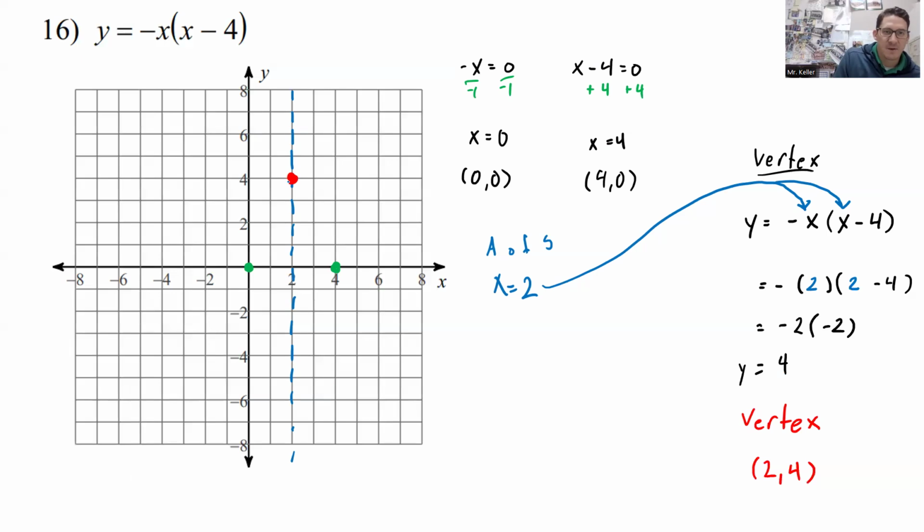And then let's go ahead and connect with a nice curve. All right. That will do it for us. That's about all with the graphing of quadratics. We will see you guys next time.